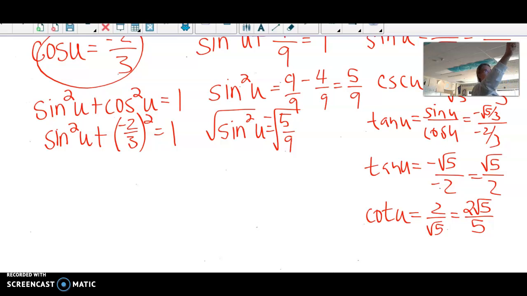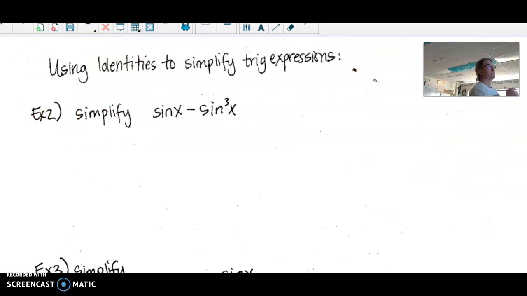After you simplify this fraction, remember you're going to flip the bottom fraction and multiply, and the 3's cancel out. You get -√5 over -2, which simplifies to √5 over 2. The cotangent is simply the reciprocal of that, but then after you rationalize 2 divided by the square root of 5, you get 2 square roots of 5 over 5. And that problem is done.